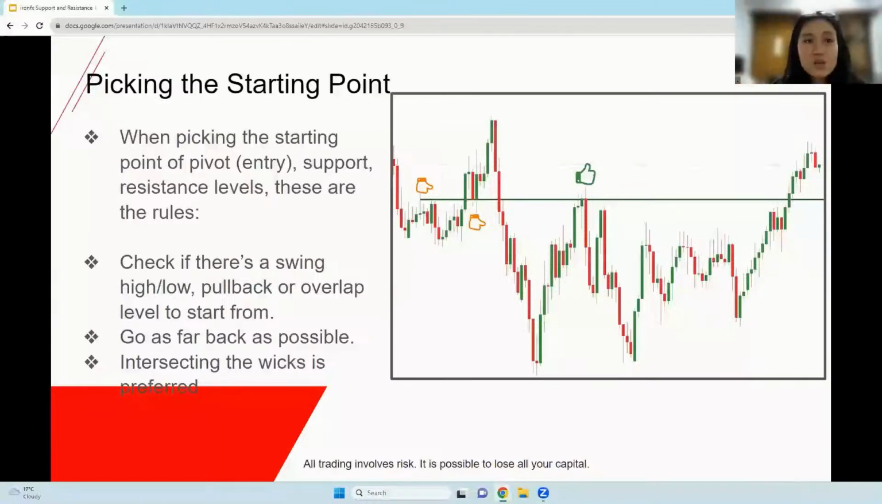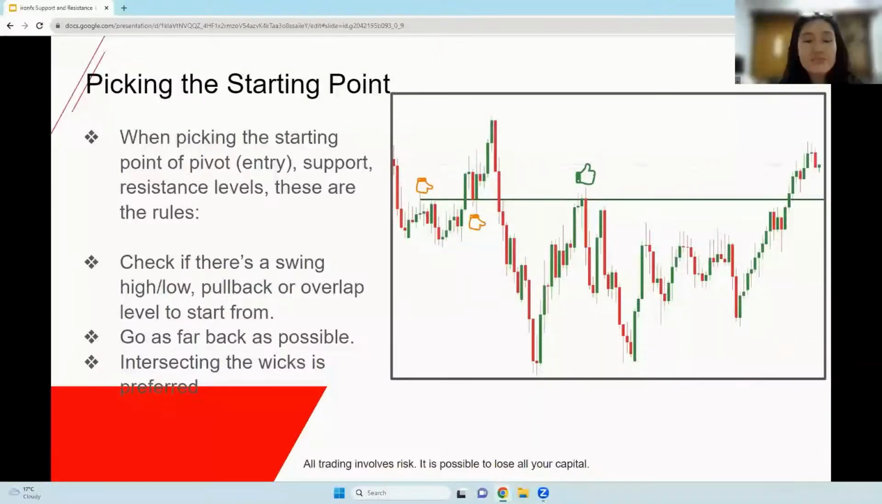So firstly, we want to check if there is a swing high or low, and we've gone through those in the previous slides. We also want to look for pullback or overlap levels. If you are wondering what exactly those are, I'll get into those in the coming slides.